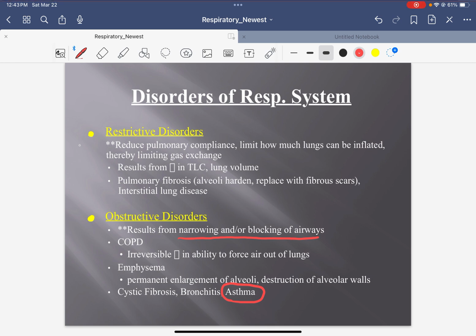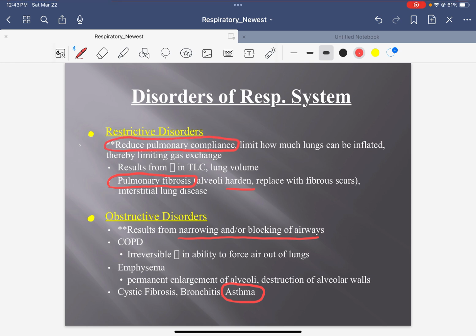The one that you may not be familiar with would be a restrictive disorder. And the example I'm going to use for a restrictive disorder is pulmonary fibrosis. That's when the alveoli harden. A restrictive disorder reduces pulmonary compliance.